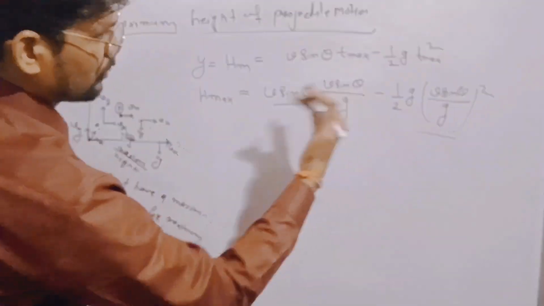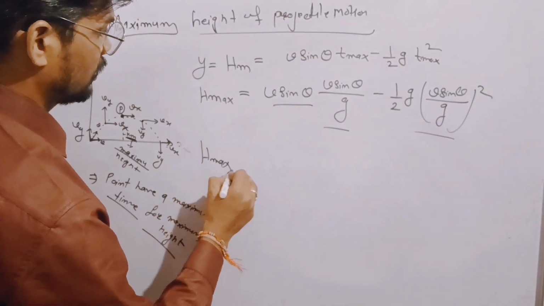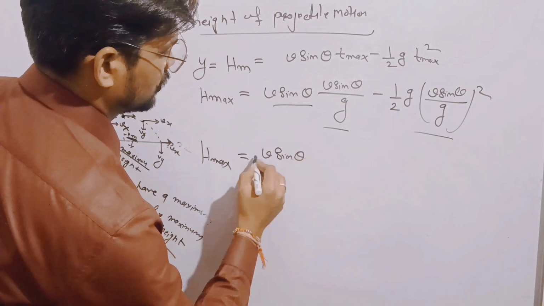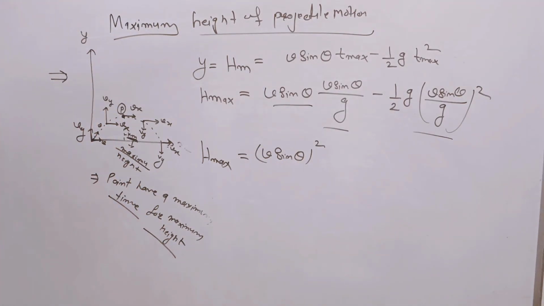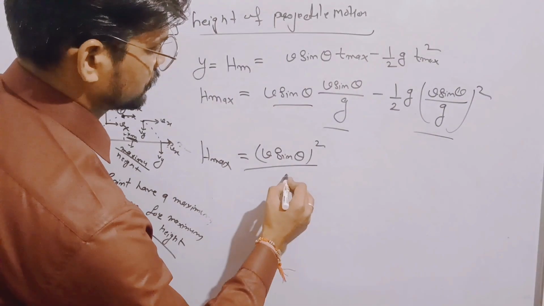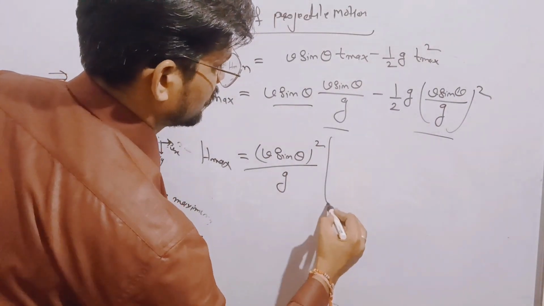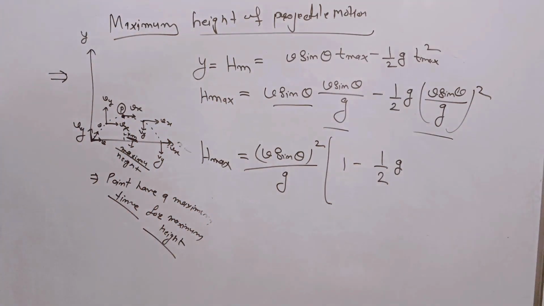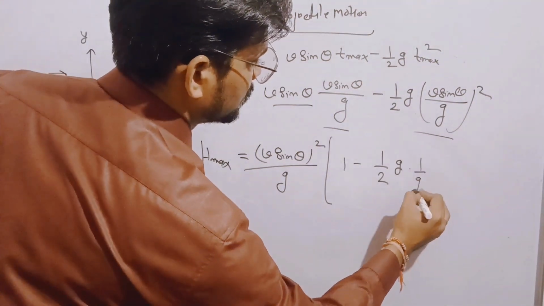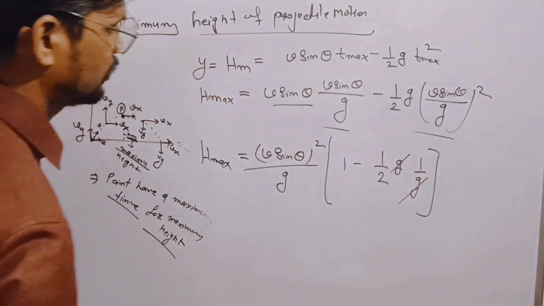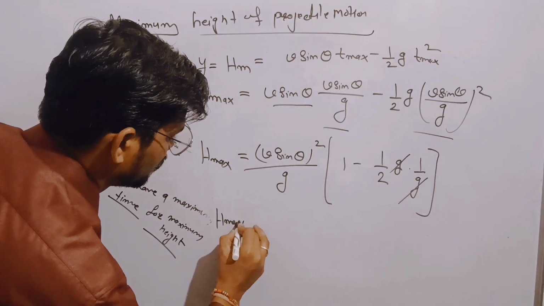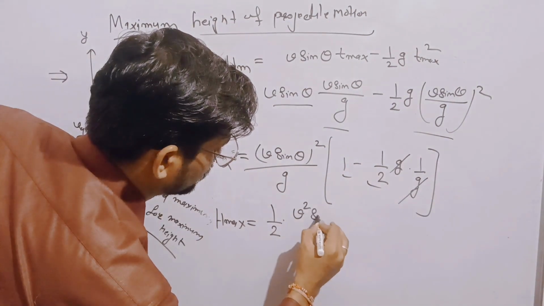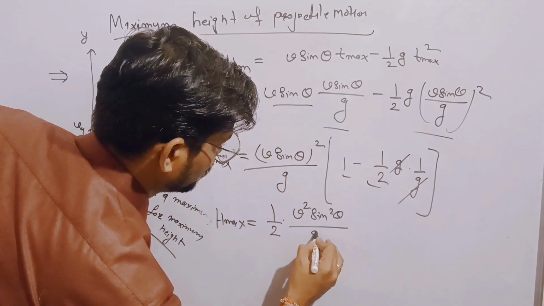Then v sin theta upon g is common, so take common (v sin theta) whole square upon g, and 1 minus 1 by 2 into g, एक और g बचेगा (v sin theta upon g) का whole square में से is the 1 by g, so cancel out g. So 1 minus 1 by 2 is equal to 1 by 2. 1 by 2 into v square sin square theta upon g.